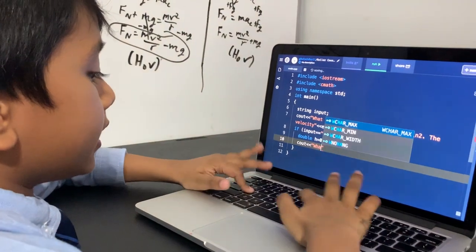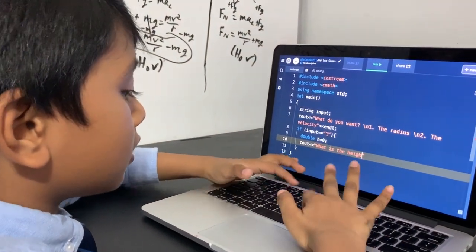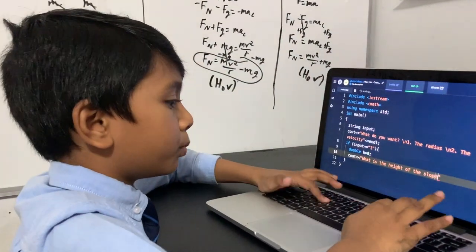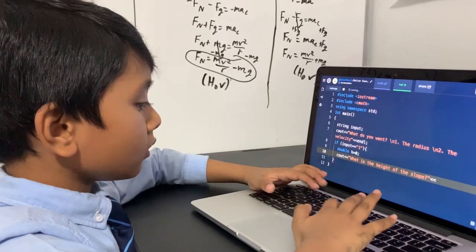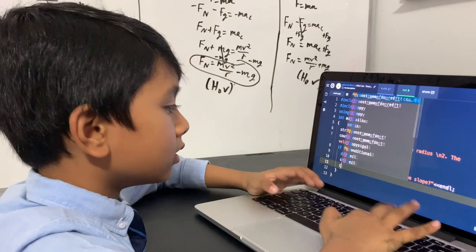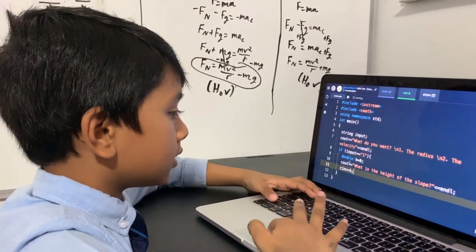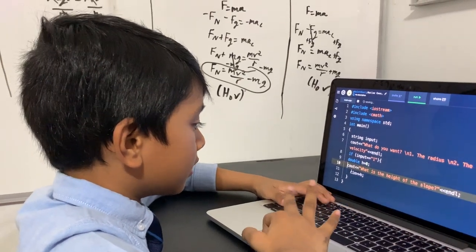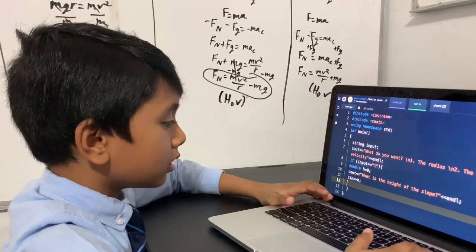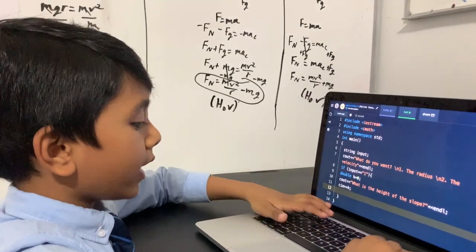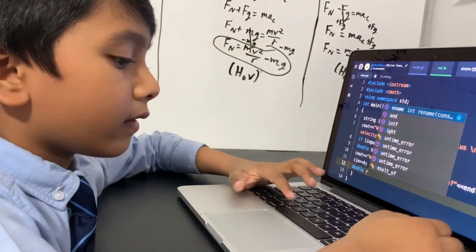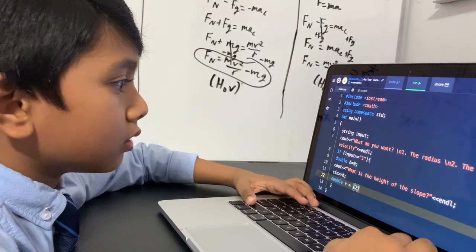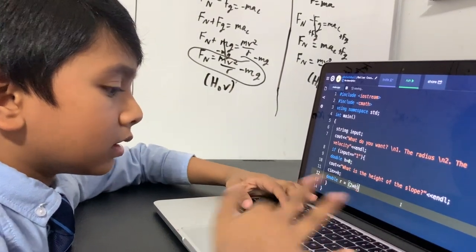So count, what is the height of the slope? We're referencing that slope on the diagram. So the radius, double radius, because we need to label it, radius for R, has to be equal to 2 multiplied by 8 divided by 5.